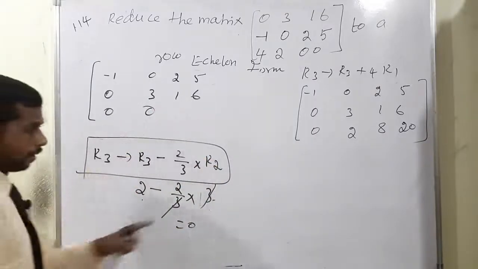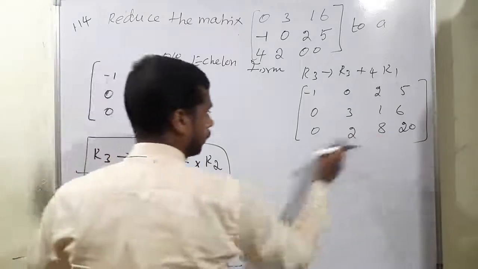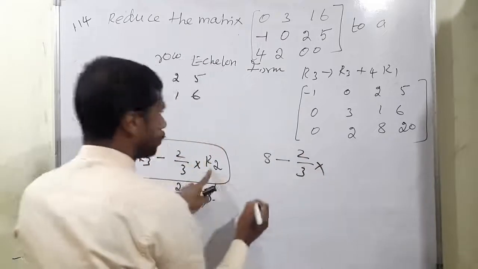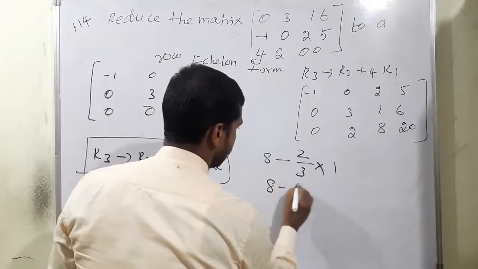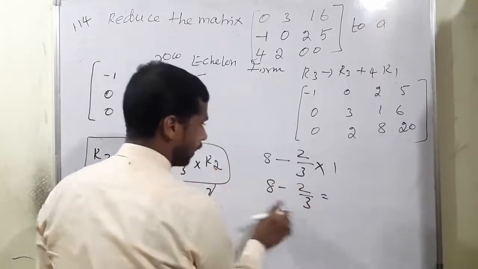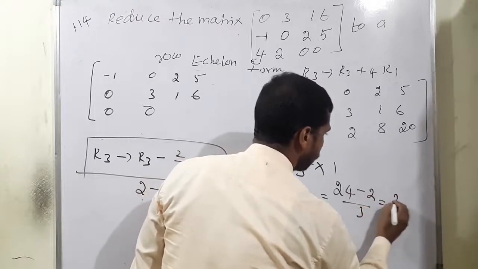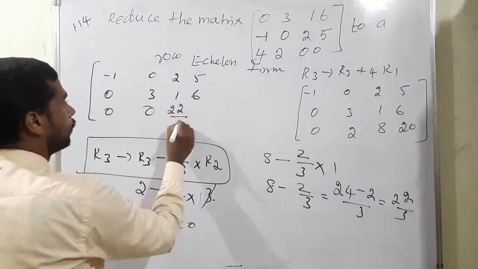Just do the step only, then write the answer directly. Now the second one, next condition, R3 minus, R3 what is the value? 8 is there, minus again 2 by 3 into R2, R2 what is the value? 1 is there. Therefore, 8 minus 2 by 3, 8 into 3, 24 minus 2 by 3, value will be 22 by 3.